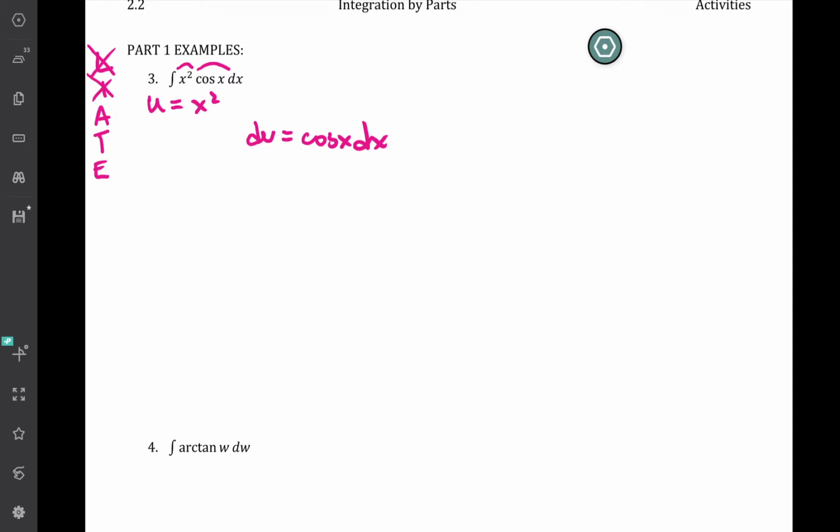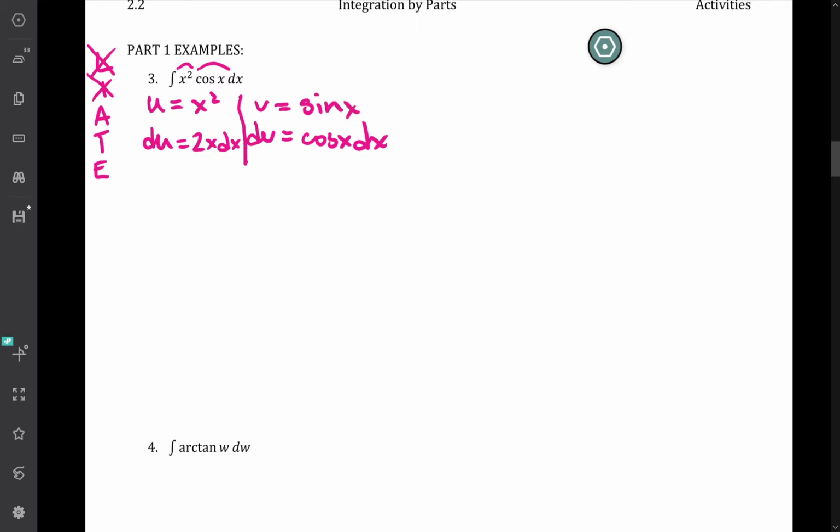To find du, we take du/dx, which is 2x, and then we move that dx up to the other side. Sorry, this is getting a little crowded. And then to find v, we take the antiderivative of dv, and the antiderivative of cosine is, oh, see, there it goes, I said it would happen at some point, sine x. No minus needed. Derivative of sine is cosine, so we don't need a negative. Okay, so there is my setup.